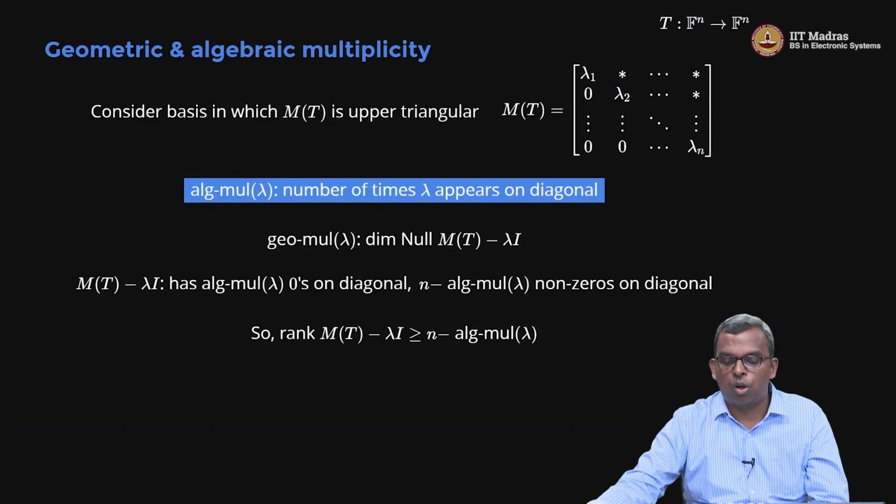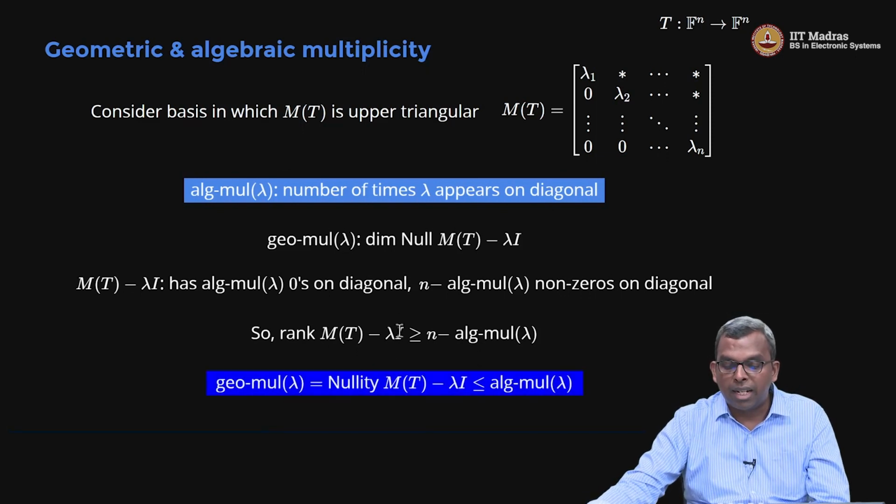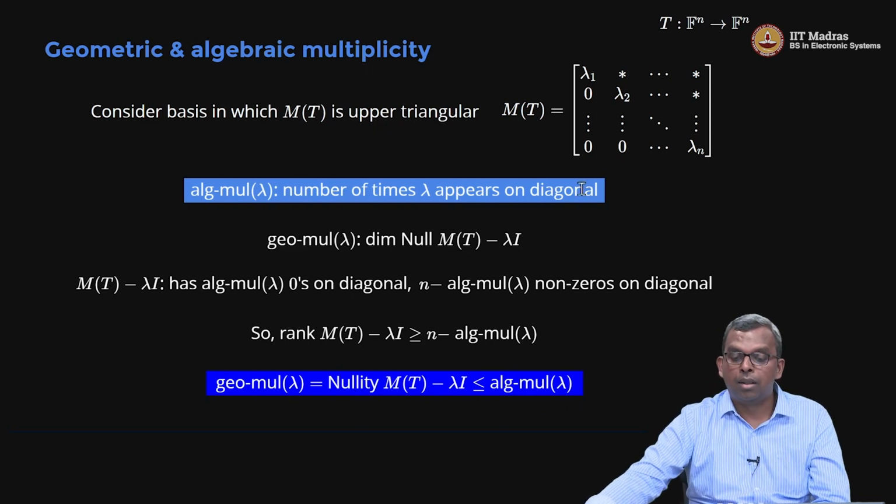non-zero values on the diagonal, which means by the rank nullity theorem, the geometric multiplicity, which is the nullity of M of T minus lambda I, is less than or equal to n minus this, which is the algebraic multiplicity, because rank and nullity have to add up to n. So, if rank is greater than or equal to this, nullity will be less than or equal to the algebraic multiplicity. So, this helps us prove this result we had. The geometric multiplicity is less than or equal to the algebraic multiplicity.